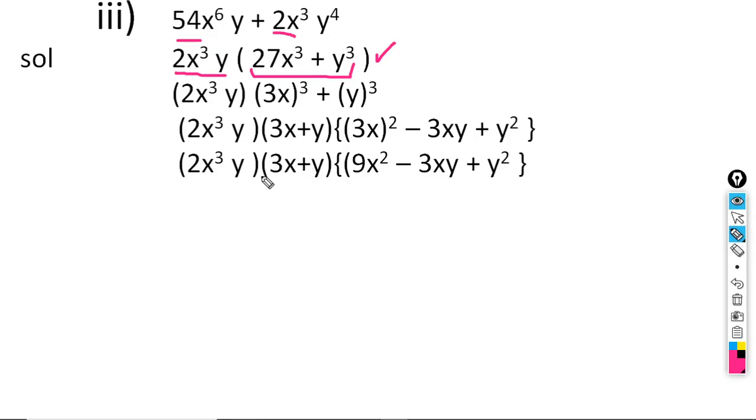So the only extra step for this question is that you will take common 2x cube y first, and then expand generally by using a cube plus b cube.